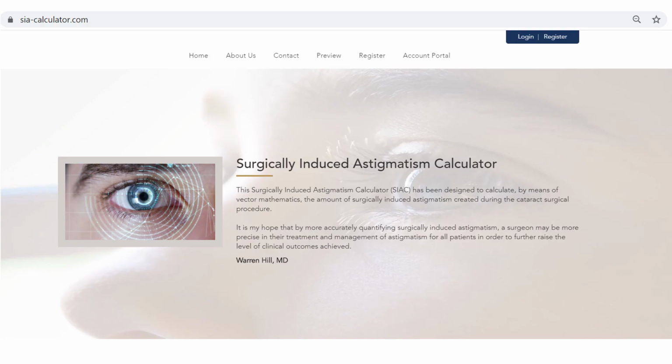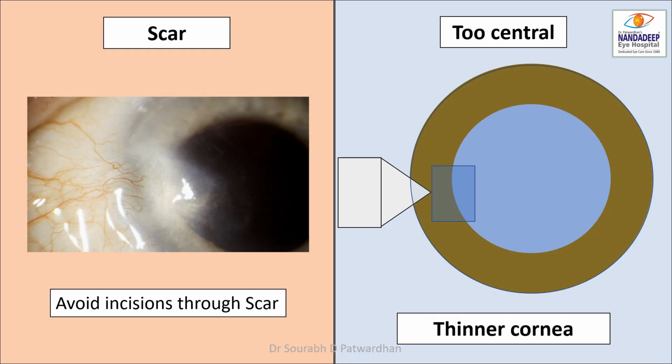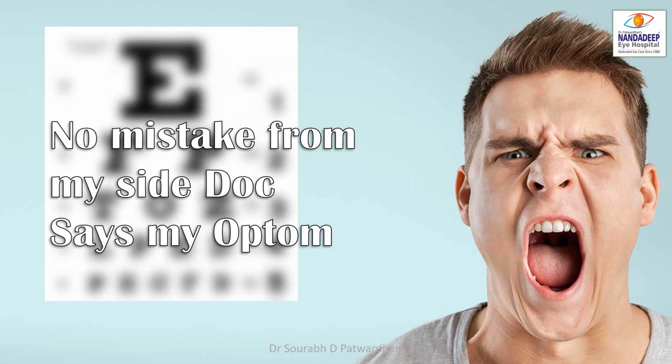Also have a look at surgically induced astigmatism. If you haven't calculated it, use this website to calculate your SIA. But remember, SIA is just a mean of different values and there will be outliers. Particularly in cases where you have taken an incision right through a scar, or you are operating on a thinner cornea and you have made an incision which is too central, you may have erroneously high SIA. So in the post-operative period you have to check whether that was one of the causes for the surprise.